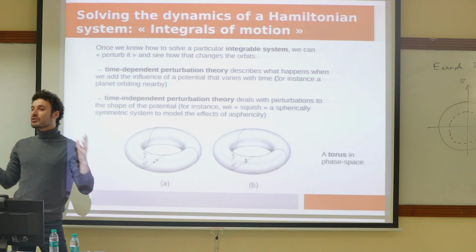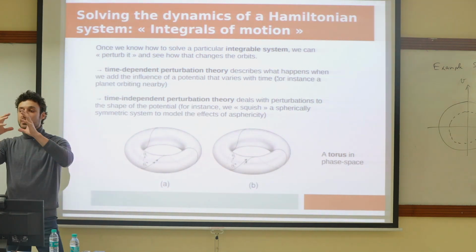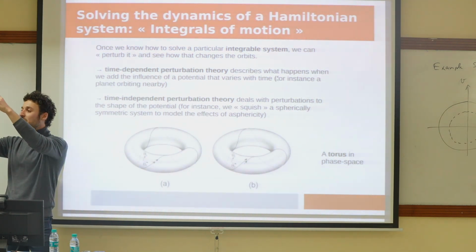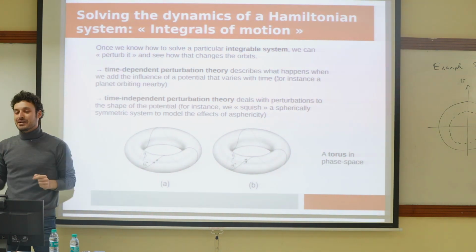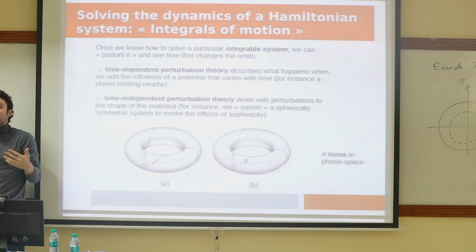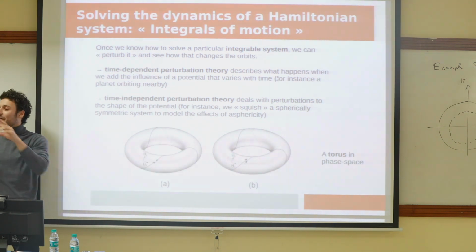For instance, imagine you're looking at the Earth-Moon problem, right? You're modeling the Earth as a perfect sphere, the Moon as a perfect sphere. This is just a simple two-body problem. You know how to solve this exactly. But here's the deal. You know that the Earth isn't actually spherical, right?